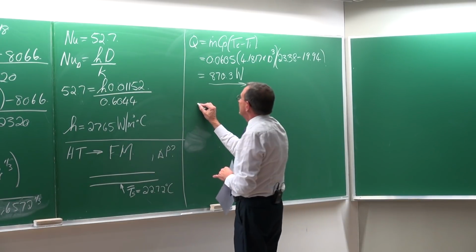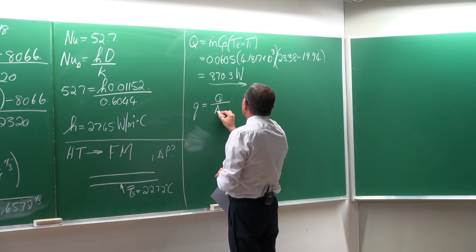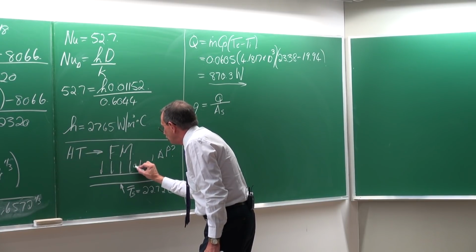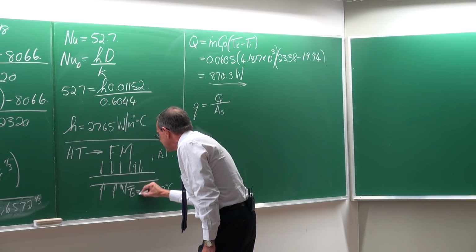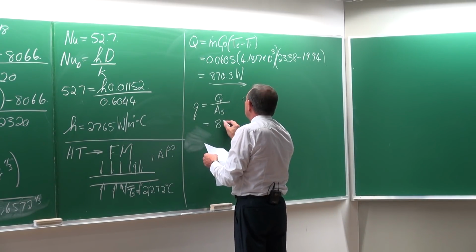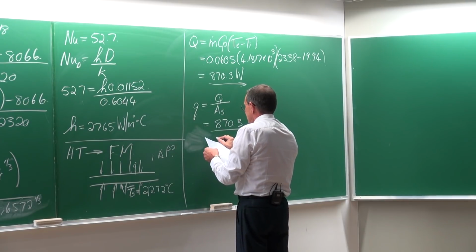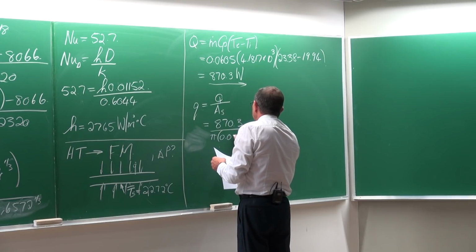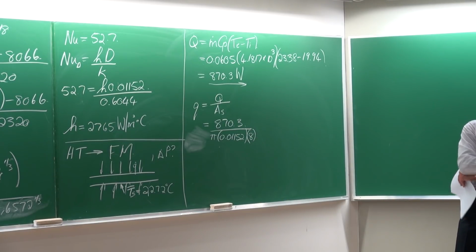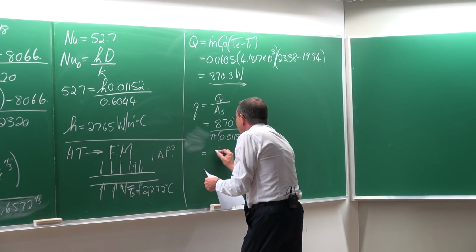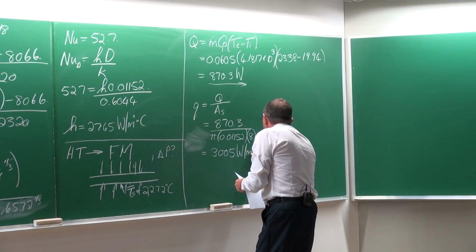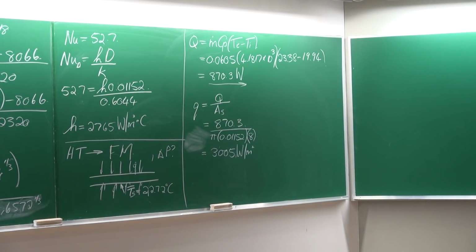From the heat transfer rate, we can get the heat flux. The heat flux is equal to the heat transfer rate divided by the surface through which we get the heat. So that is the heat flux, Q dot. The tube is being heated uniformly all around the surface, and the heat flux will then be equal to 870.3 divided by pi multiplied by the tube diameter, 0.1152, multiplied by the length, which is equal to 8. And that will give us a heat flux of 3005 watts per square meter. Therefore, it's about 3 kilowatt per square meter is the heat flux.